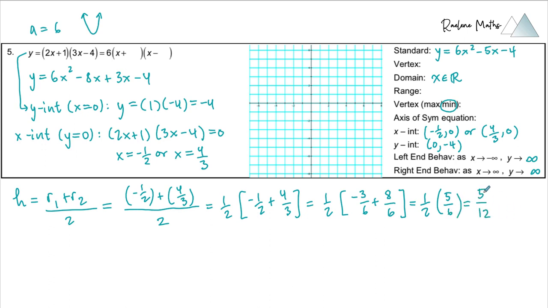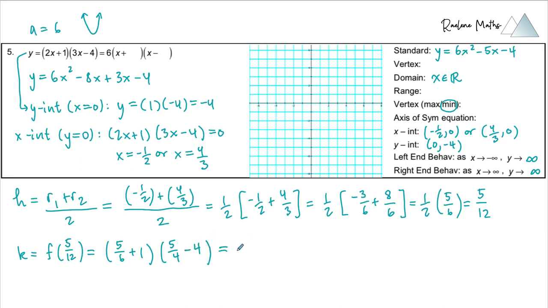So a bit of a messy number to work with, but we can still substitute into either the expanded standard form or the factored form. So I'm going to work out k as f of 5 over 12. I think I'll still put it into the factored form. So I'm going to get 2 times 5 over 12, which is 5 over 6. And so 5 over 6 plus 1 times 3 times 5 over 12, which is 3 times 5 over 3 times 4. So that's 5 over 4, and then take away 4.